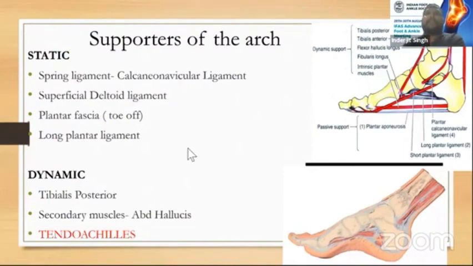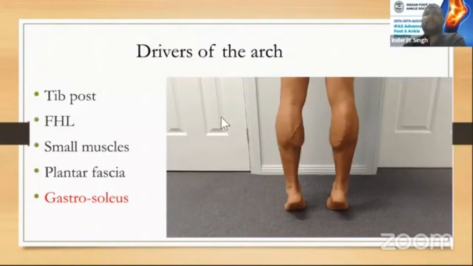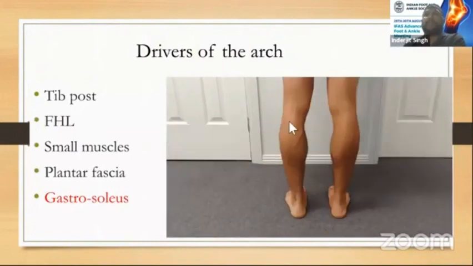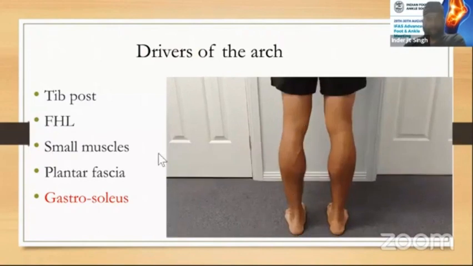Then coming to the dynamic supporters of the arch, tibialis posterior being the most common one, and the most common cause of adult acquired flat foot deformity is tibialis posterior tendon dysfunction. Also involved are the abductor hallucis and the small muscles, and the tendo Achilles playing a very important part. So as you can see in this video, you can see the gastrosoleus, how it drives the arch forward once we try and do the heel raise.